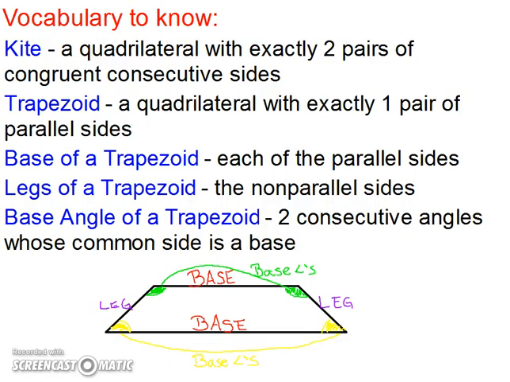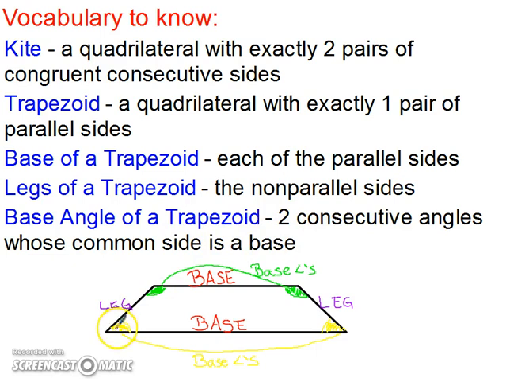Some vocabulary to know. A kite is a quadrilateral with exactly 2 pairs of congruent consecutive sides. A trapezoid is a quadrilateral with exactly 1 pair of parallel sides. The base of a trapezoid is each of the parallel sides, as you can see below. The legs of a trapezoid are the non-parallel sides.